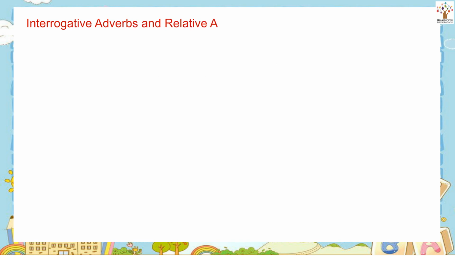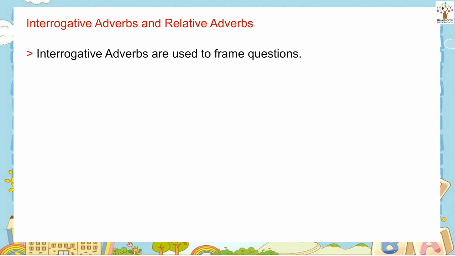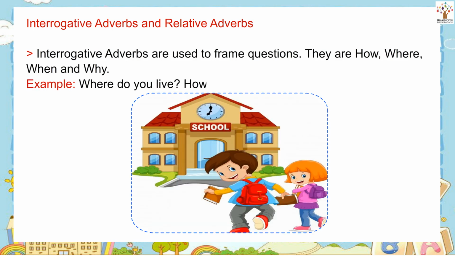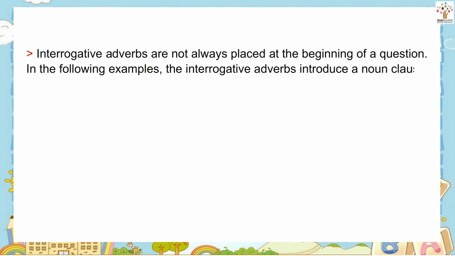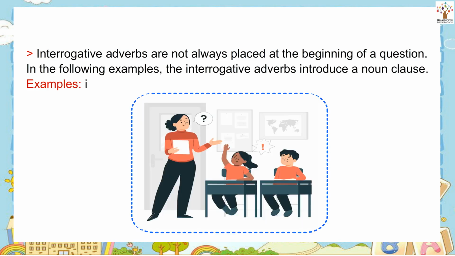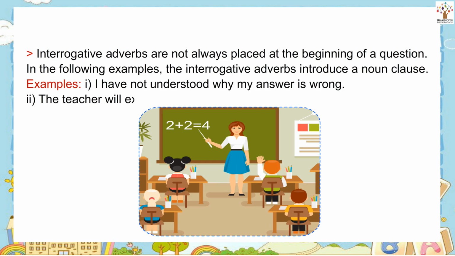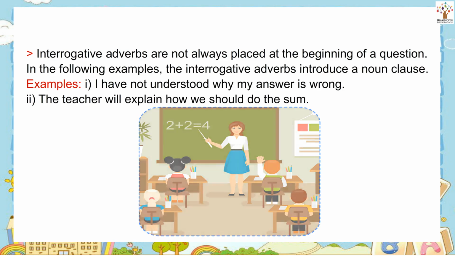Interrogative adverbs and relative adverbs. Interrogative adverbs are used to frame questions. They are how, where, when and why. Example: Where do you live? How do you get to school? Interrogative adverbs are not always placed at the beginning of a question. In the following examples, the interrogative adverbs introduce a noun clause. Examples: I have not understood why my answer is wrong. The teacher will explain how we should do the sum.